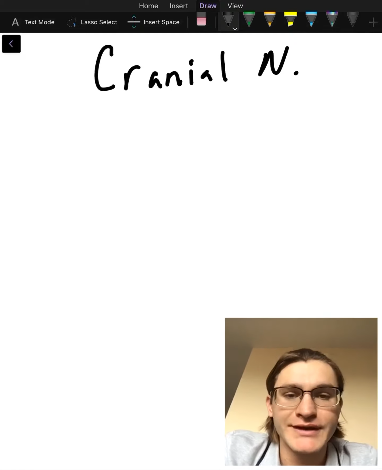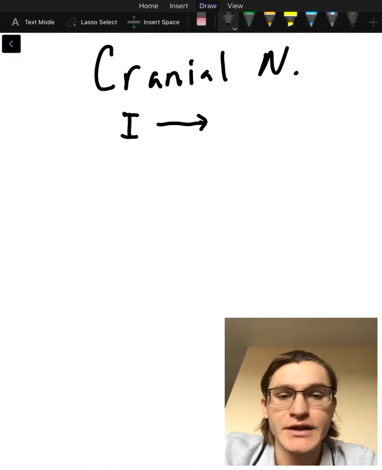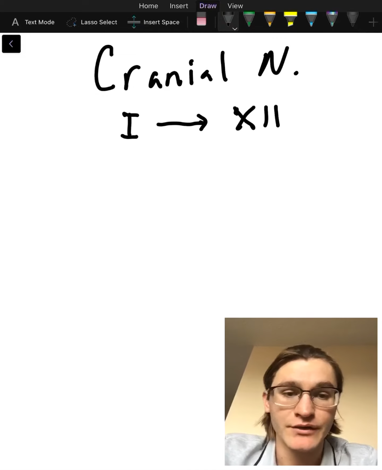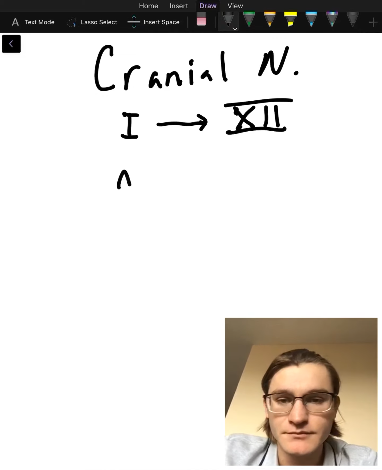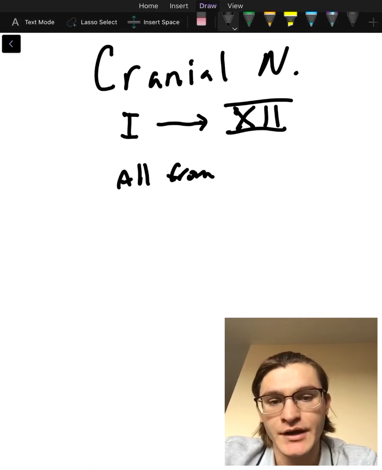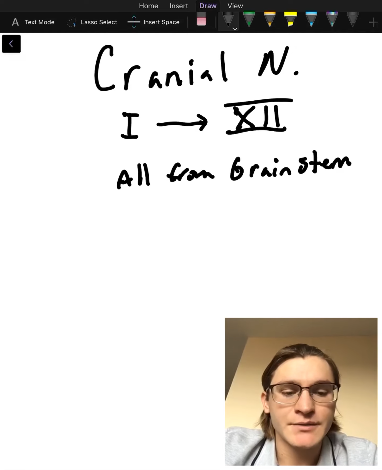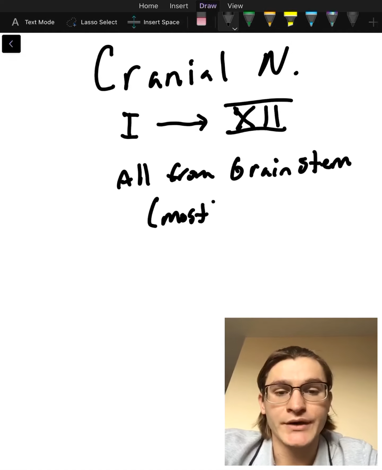So cranial, broken down as brain, nerves, so these are the nerves in our brain that allow our facial motions, our expressions, and everything else. So there's 1 through 12, and we're going to go through each of these today, and they all stem from the brainstem. So they're all coming from the brainstem, which makes sense because they're cranial nerves.